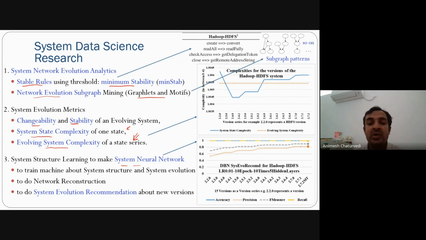How does this system neural network look? So I have introduced and published this system neural network. This was done with the help of studying system structure and system evolution, and that did network reconstruction and system evolution recommendation. This is just a demo of one result related to Hadoop HDFS. These are all the training parameters and the details. So these types of results have been invented.